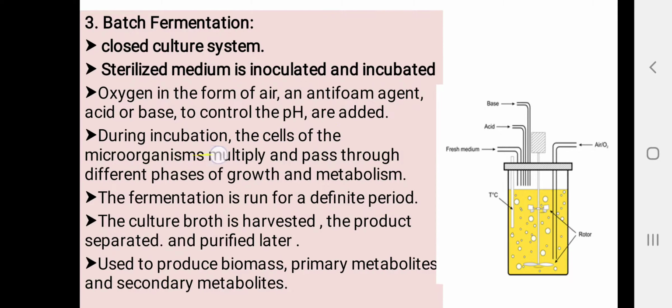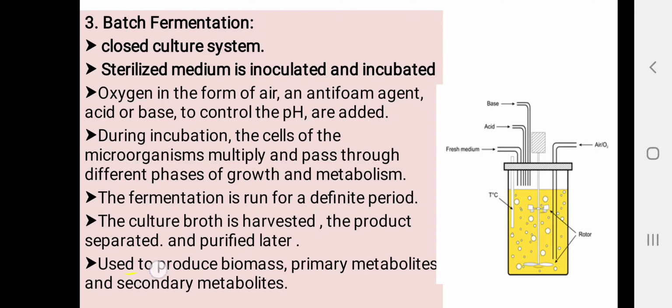During incubation, the cells of the microorganisms will grow, that is they will multiply, and they will pass through the different phases of their growth, that is it undergoes metabolism. Now this process of fermentation is run for a definite period. Later on the culture broth is harvested, the product is then separated and it is purified for subsequent use.